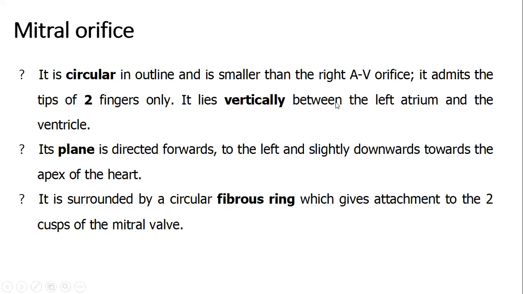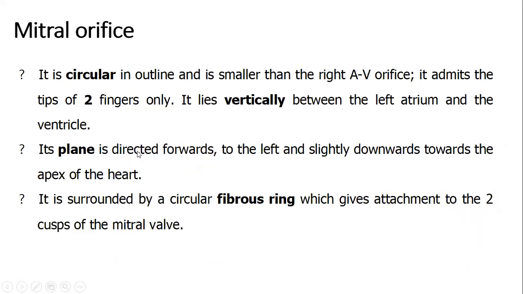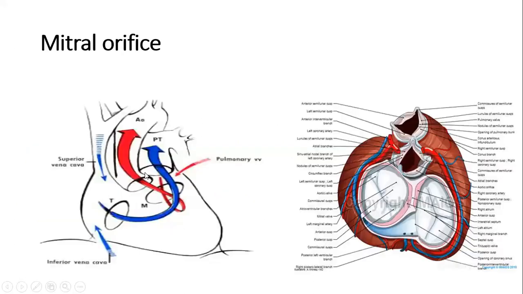It lies vertically between the left atrium and the left ventricle, as we know. So here, this is the mitral orifice between the left atrium and the left ventricle. It is smaller compared to the right. Here they have shown the difference, but it should be smaller, smaller than the tricuspid because it is just two fingers. Its plane is directed forwards and to the left and slightly downwards toward the apex of the heart. So the blood flow in this direction will be directed downwards and forwards towards the apex. So the blood will be pushed into this region.